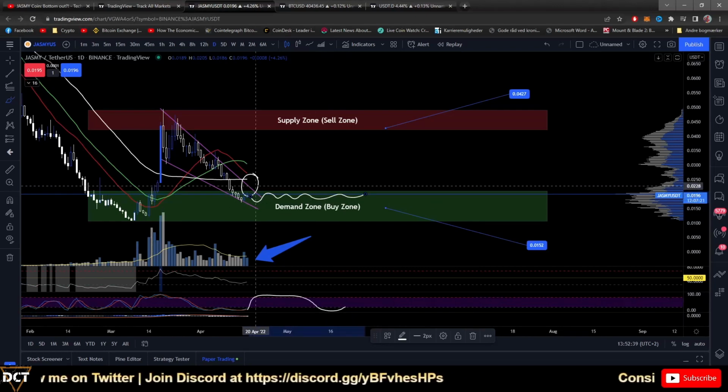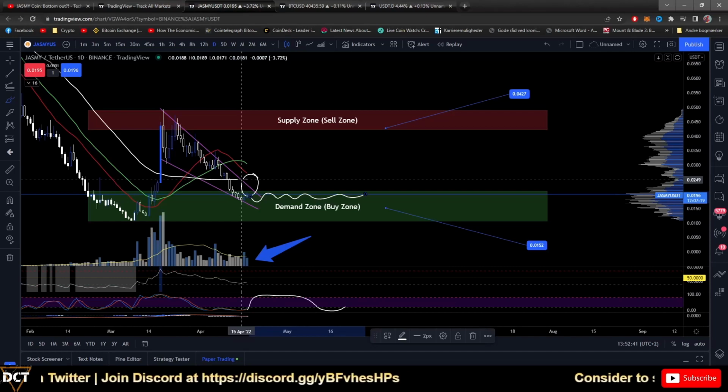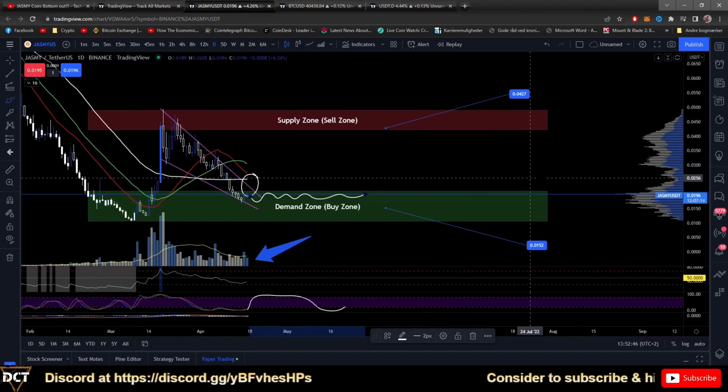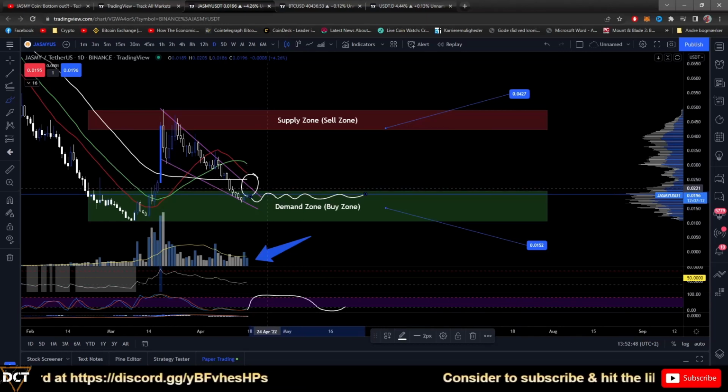We don't want that. So once we have a confirmation for a breakout, right, made a higher high, it broke off from the trend line, kept it as a support, that's a great confirmation.